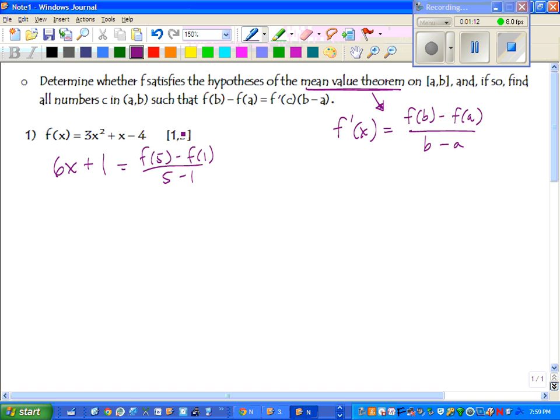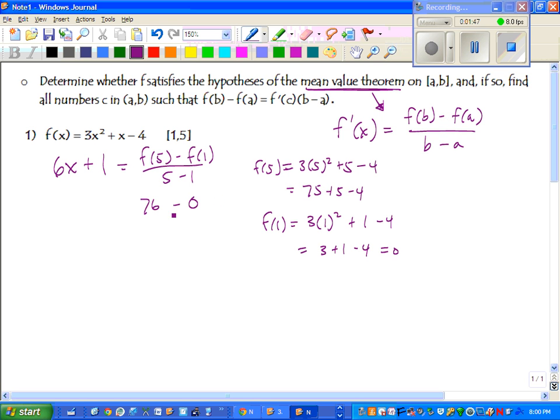So f of 5, we're just figuring out what we get when we put 5 into this function, right? Just basic function notation. So f of 5 equals 3 times 5 squared plus 5 minus 4. So we get 75 plus 5 minus 4, which is 76, minus f of 1. So if we put 1 into that function, 3 times 1 squared plus 1 minus 4, that gives us 3 plus 1 minus 4, which is 0.